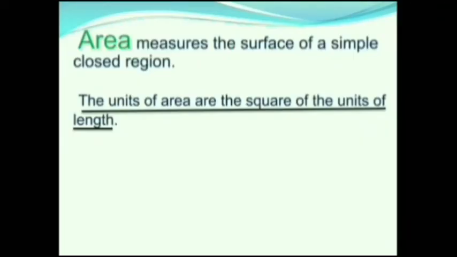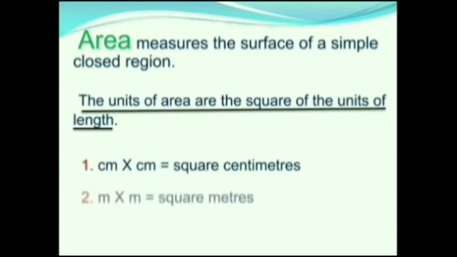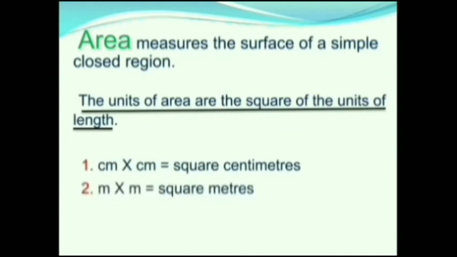Area measures the surface of a simple closed region. The units of area are the square of the units of length. In general, area is expressed in square units. They are centimeter multiplied by centimeter equals square centimeter, meter multiplied by meter equals square meters, kilometer multiplied by kilometer equals square kilometers.